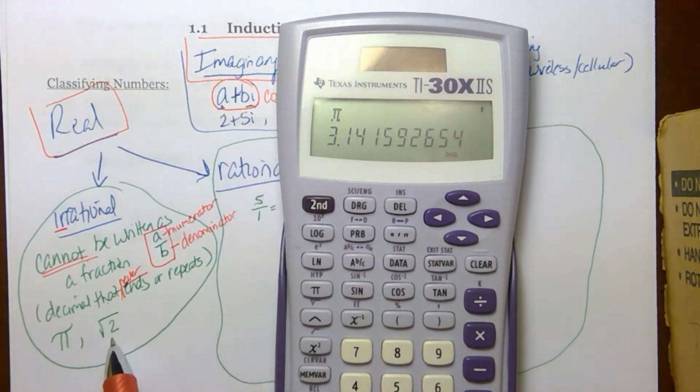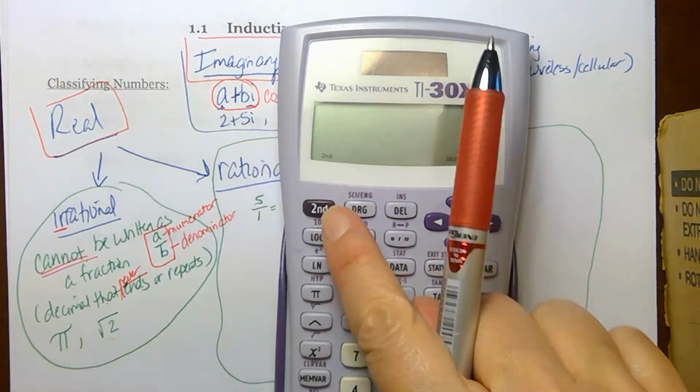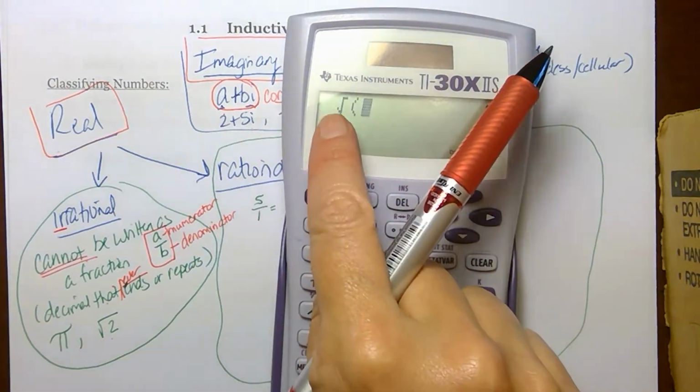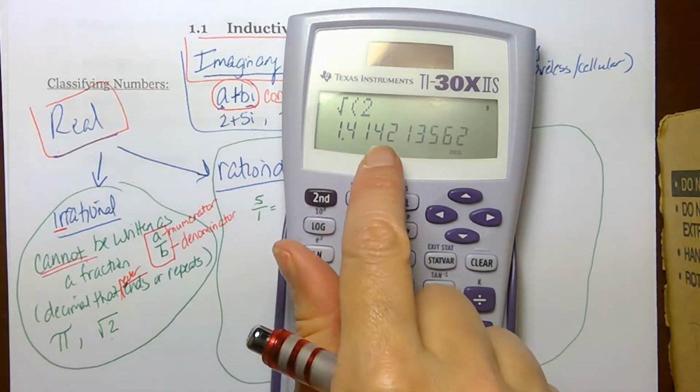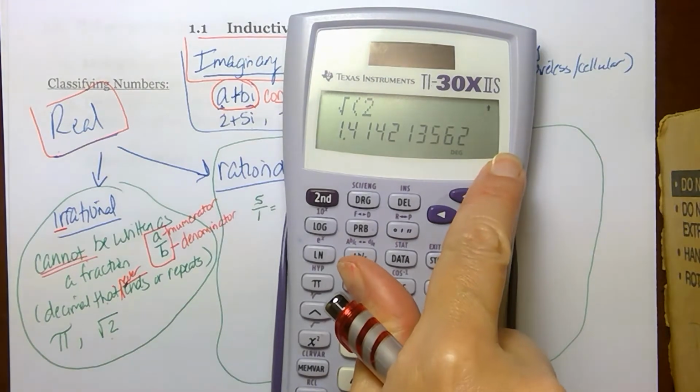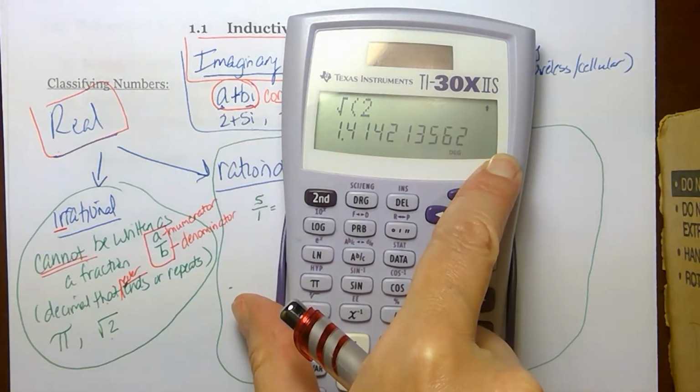The other example I have here is square root 2. If I do square root 2 in my calculator, square root is the second function above the x squared button. So you see x squared right here, square root is right above it. So I'm going to push second function x squared, and that pulls up my square root symbol. And if I do square root 2 and hit enter, you see again I have a decimal that never ends and never repeats. So these are examples of irrational numbers.